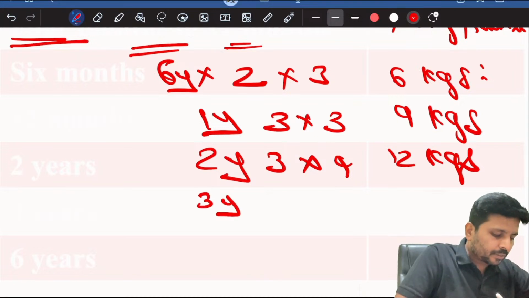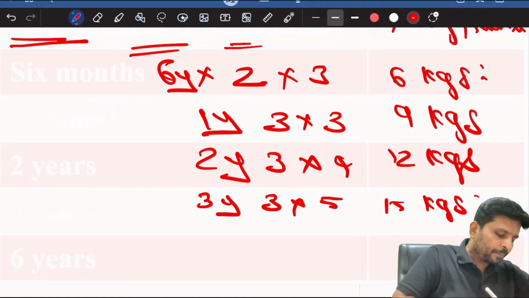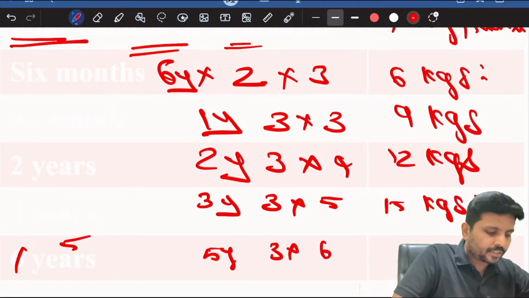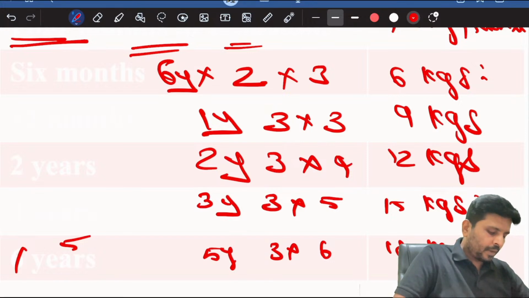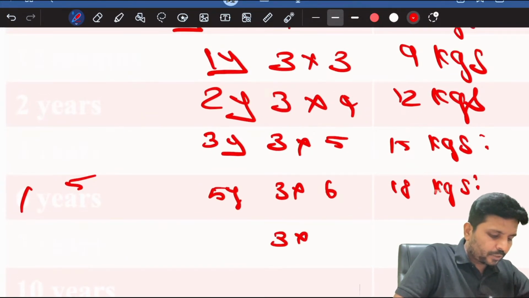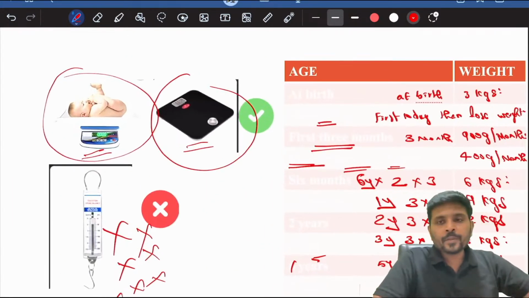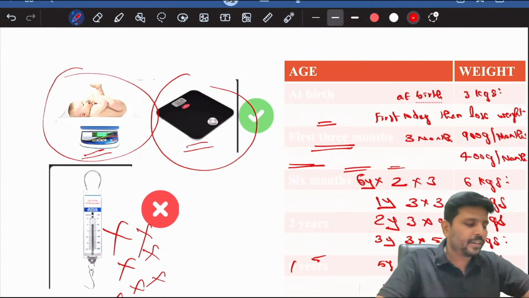By about 3 years, birth weight 3 kgs into 5, that means 15 kgs. Then by about 5 years, birth weight into 6, that means 18 kgs. And by about 7 years, birth weight into 7, and by about 10 years, birth weight into 10. So 3 into 7, 21 kgs at 7 years, and then 3 into 10, 30 kgs at 10 years. So this is the simple formula to calculate the expected weight of the child.